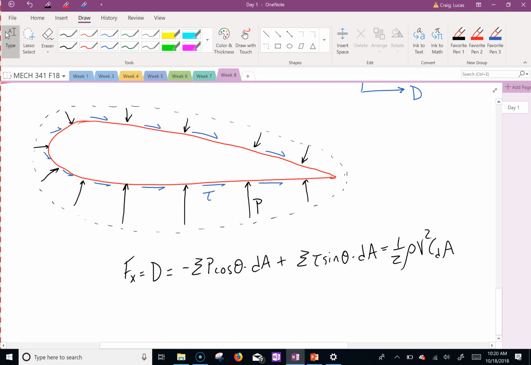This you learn if you take an aerodynamics course. You actually dive deep into that. Okay? The y direction, which is lift, is basically your y component forces.